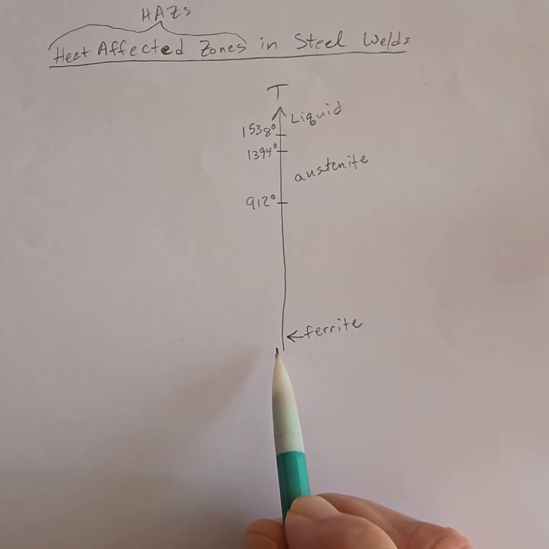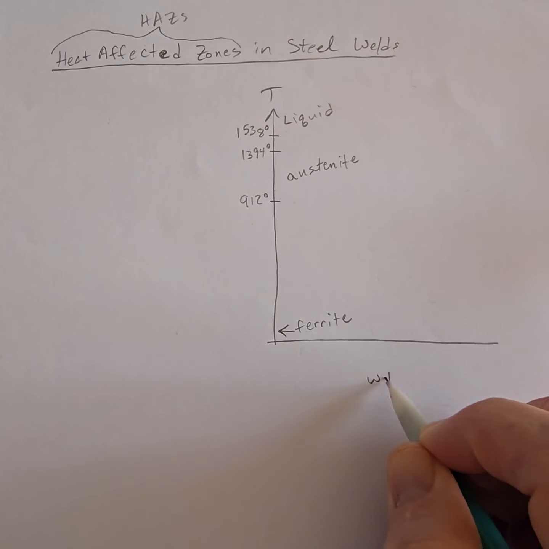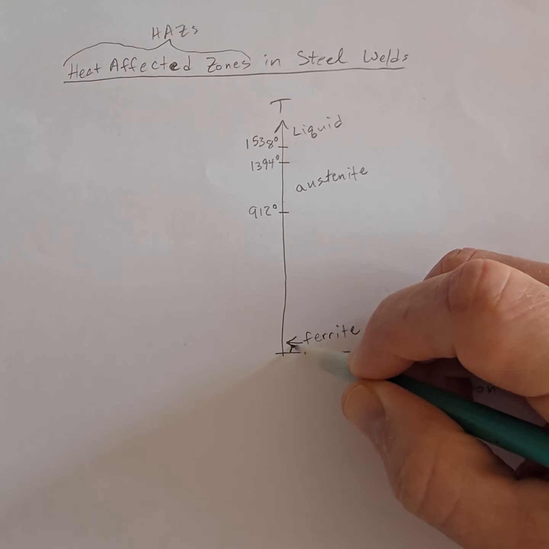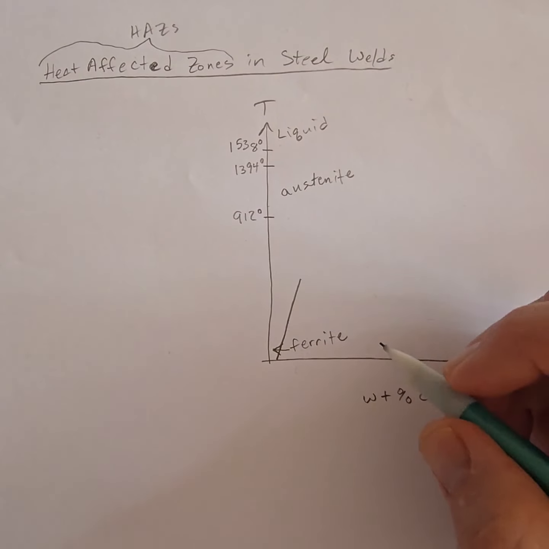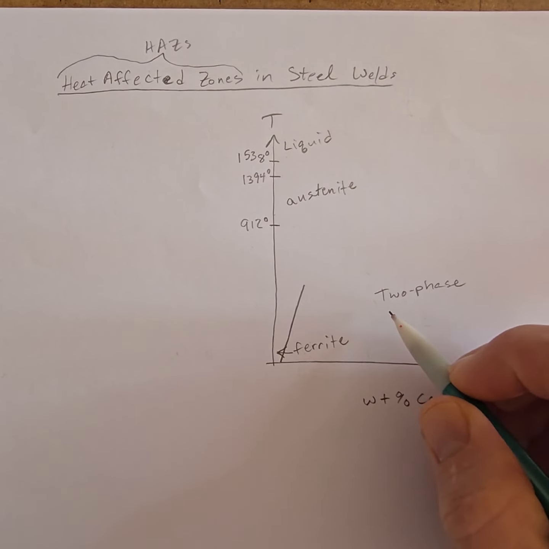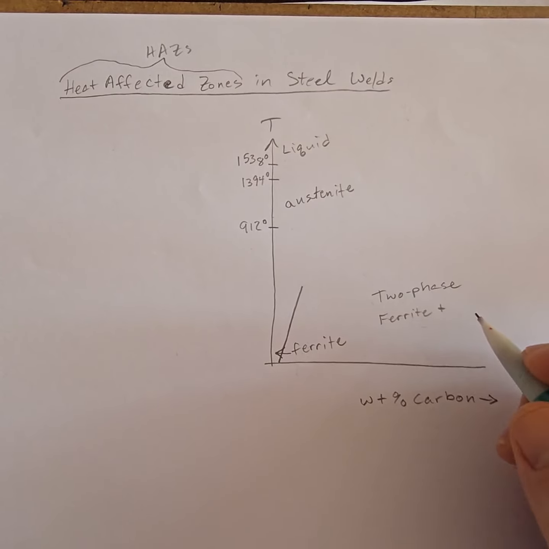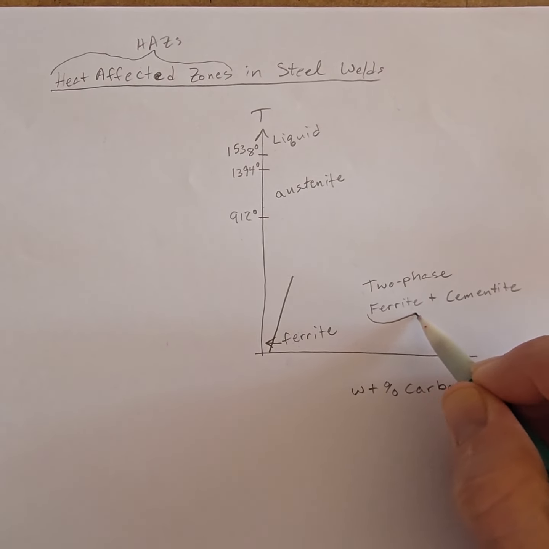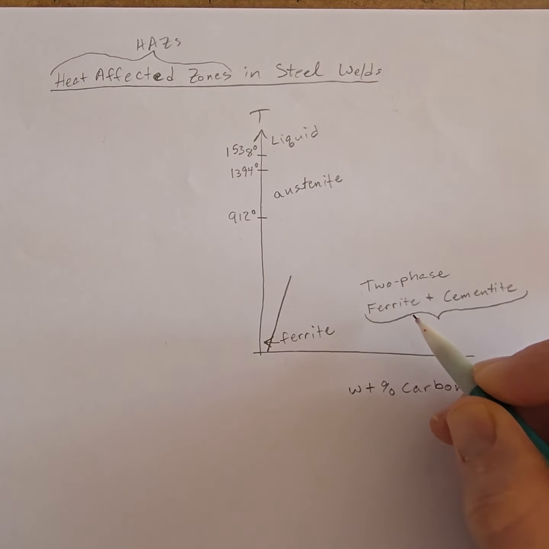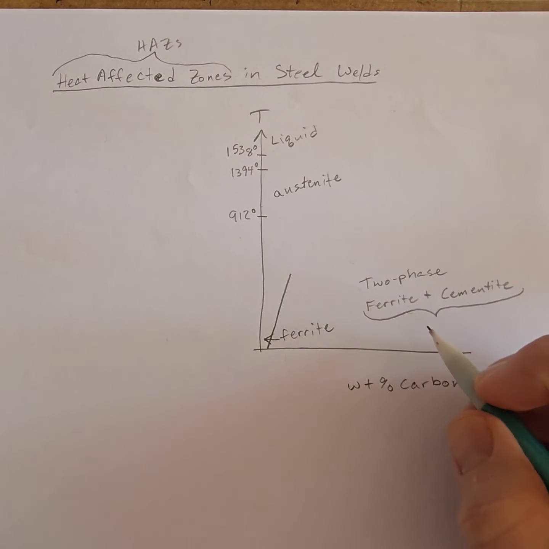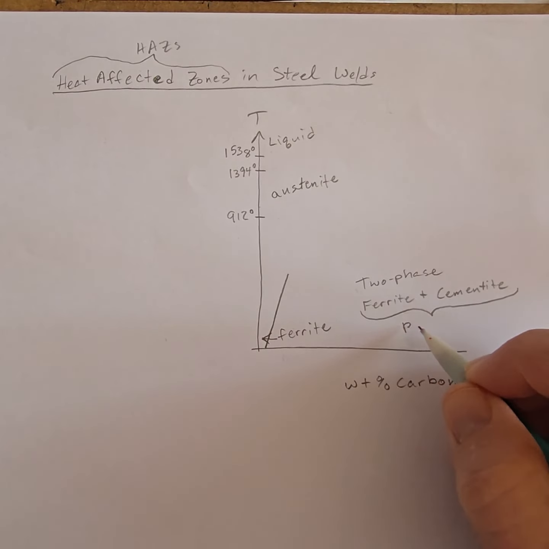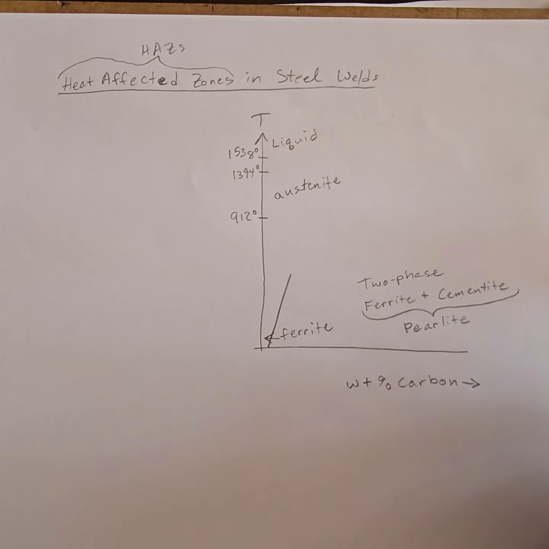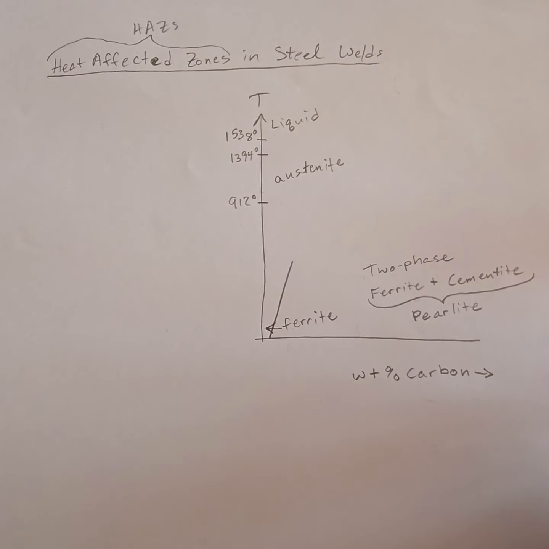Things start to change when you add carbon. This ferrite phase cannot dissolve very much carbon, so a small addition of carbon will bring us into a two-phase region where you have ferrite plus another phase called cementite. This is a very hard phase, this cementite. So when it's mixed with the ferrite, they become a composite, and that composite, typically, if cooled slowly enough, is called pearlite. You get different microstructures if the cooling is faster.